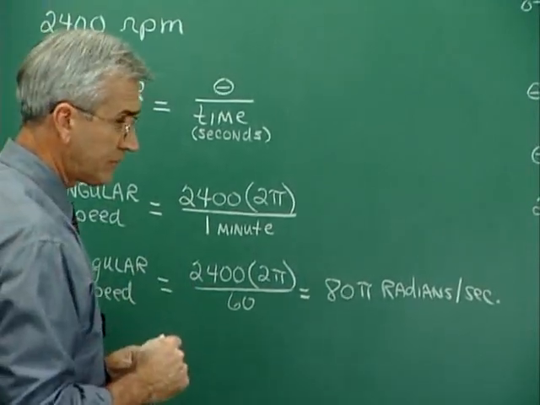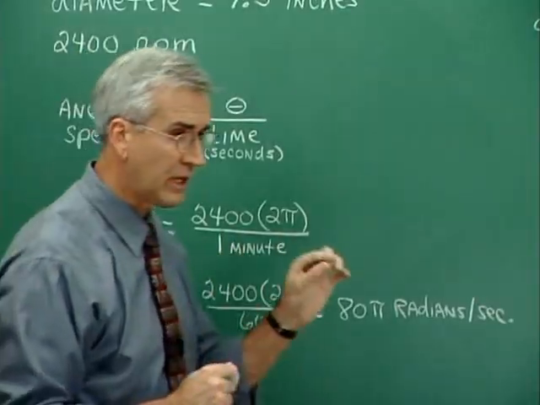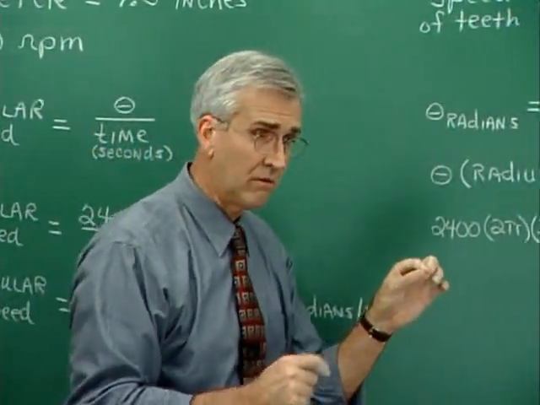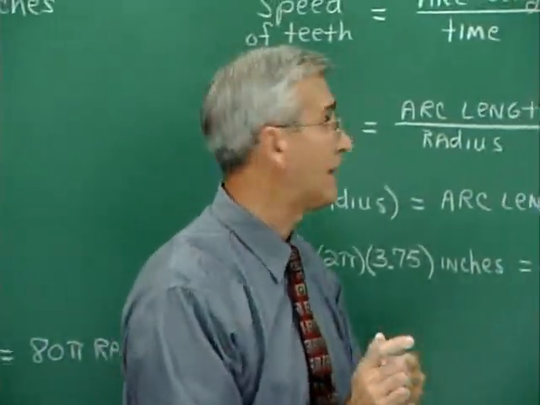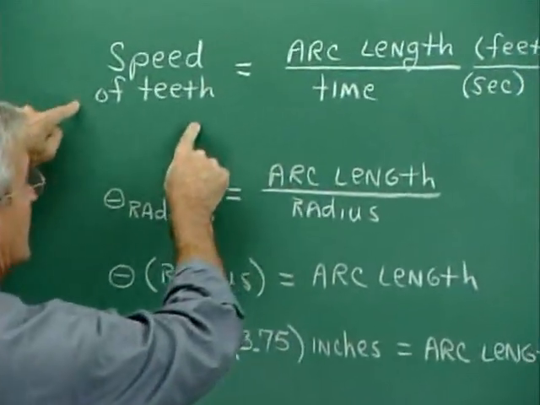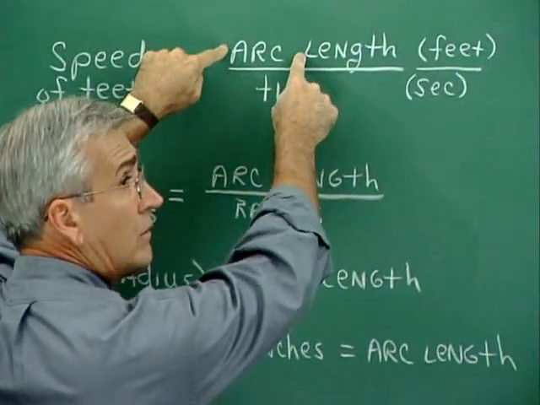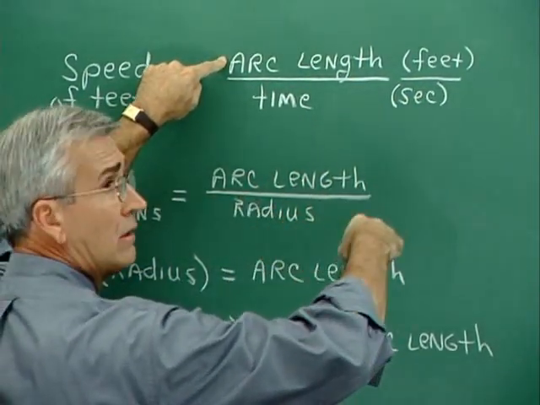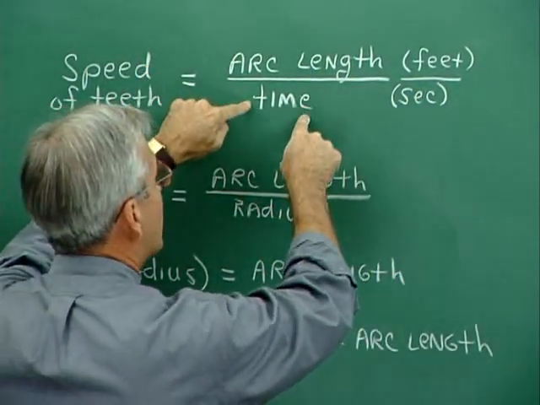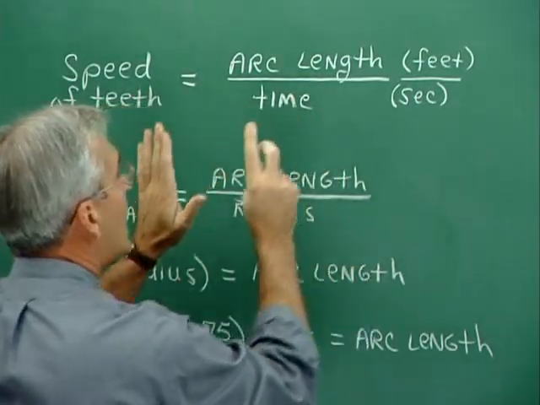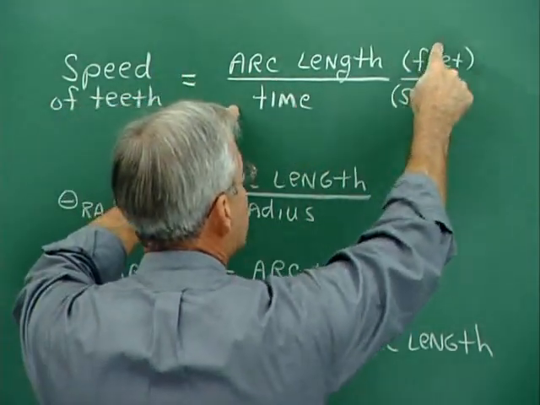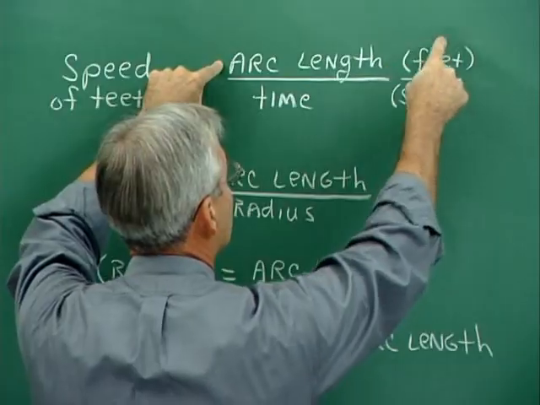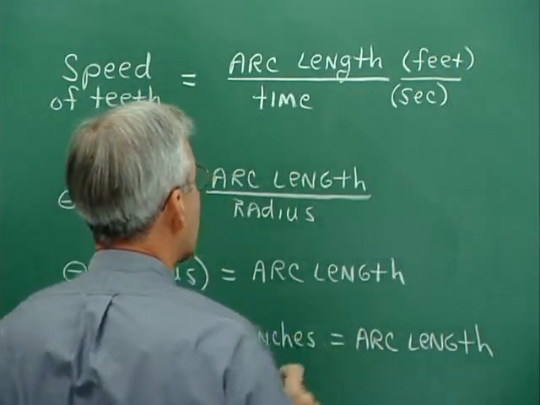Now, what about the speed of the teeth? The teeth are at the end of the blade. Okay, let's think about that. The speed of the teeth will be the arc length. You see, the arc length of the path that they take over some period of time. Now, we would like this unit to be in feet per second. So we'd like the arc length to be in feet and we'd like the time to be in seconds.